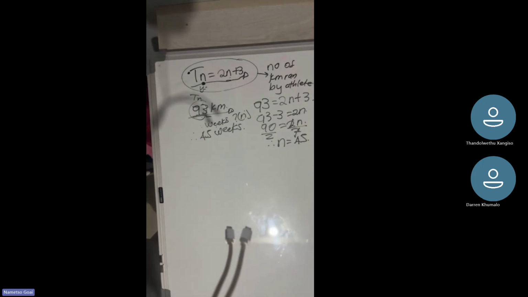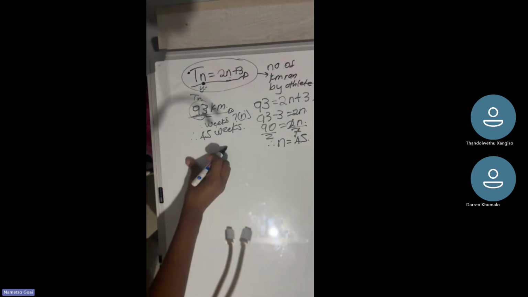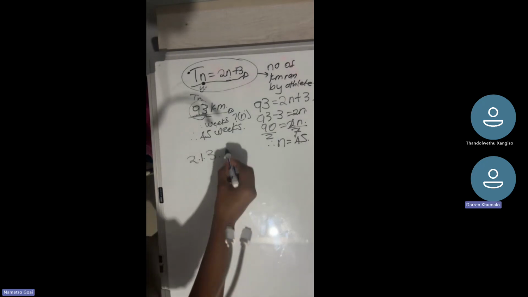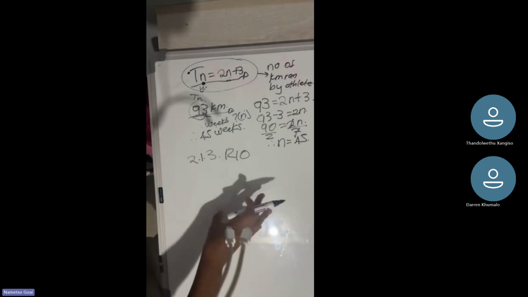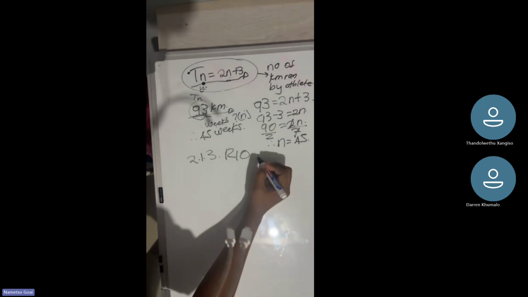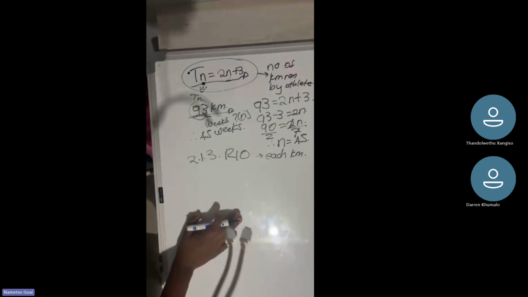Let's look at 2.1.3 now. They're saying the athlete used this opportunity to raise funds for her high school, right? The community sponsored her R10 for each kilometer ran throughout the training program. Calculate the total amount that the athlete raised for her school.